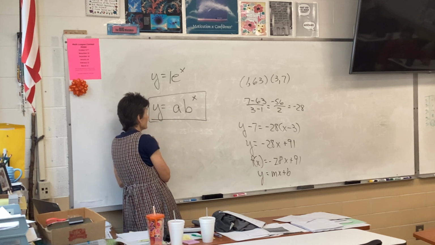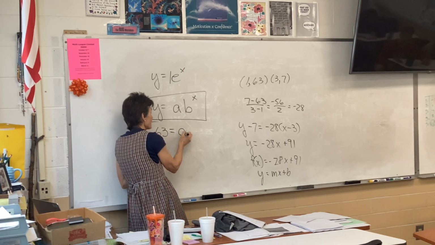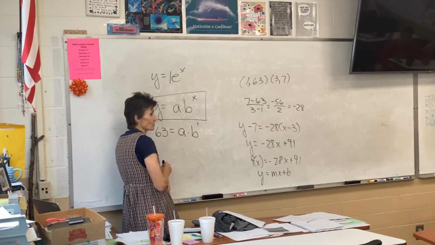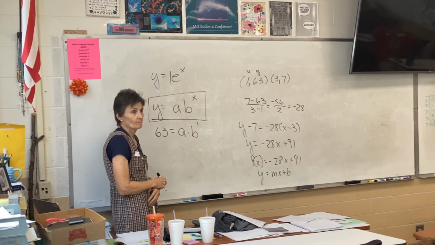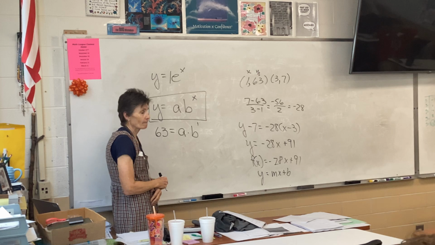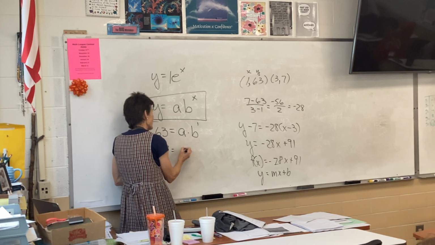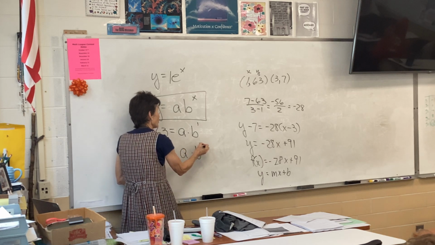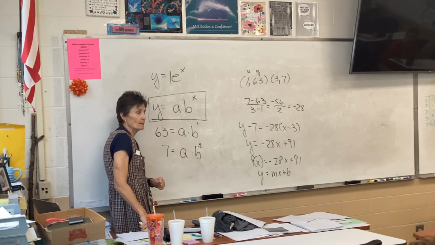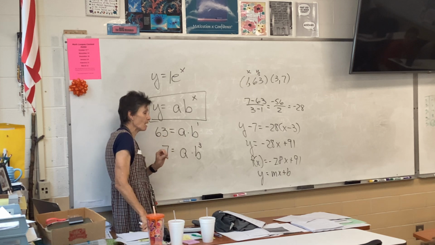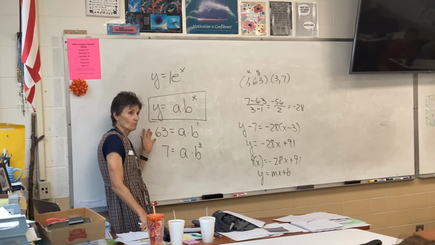And they're telling us that 63 has to equal something times something to the first. That's what this point says. Would you agree with that? And then it also says 7 has to be something times b to the third. Now those are easy enough numbers, you could figure this out, but this is how you would figure this out if you had to, with awful numbers.